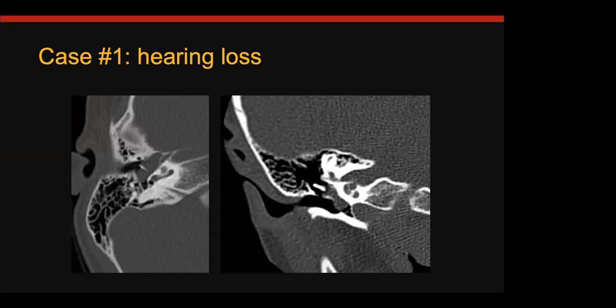Coronal and axial of the temporal bone showing soft tissue mass in the bronchus space, which is between the scutum and the ossicle, extended to the mesotympanum, with erosion of the scutum.